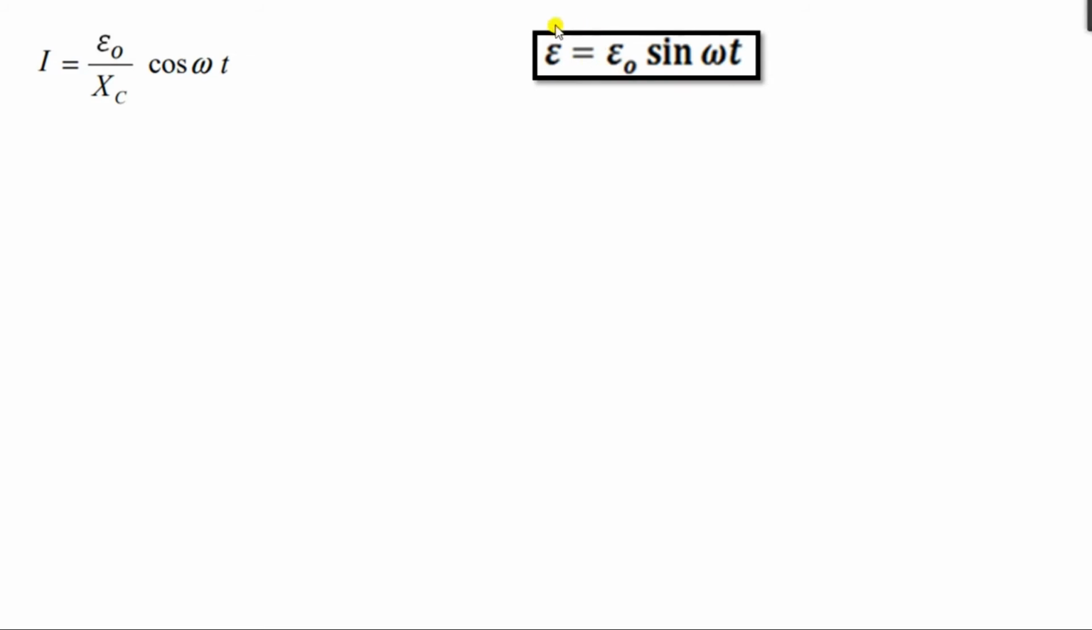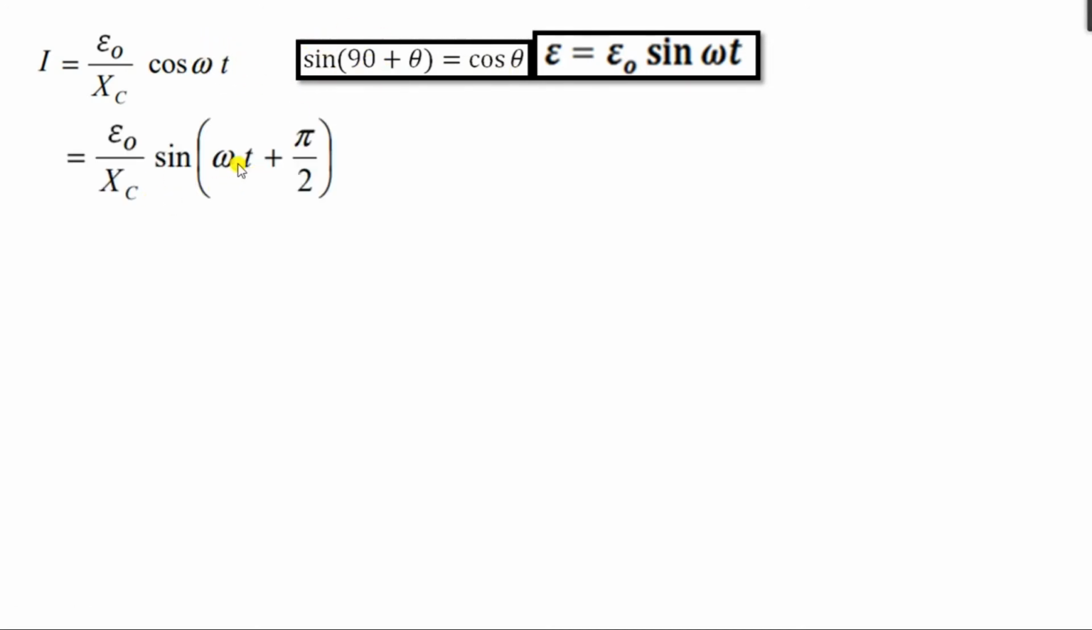Now the expression of voltage was in the form of sine, so I have to convert this cos into sine. To convert this, I can write sin(90° + θ) = cos θ. So instead of cos ωt I can write sin(ωt + 90°), and 90° means π/2 radian. Now here again you can see I have to make the equation of current in this form, I = I0 sin ωt.